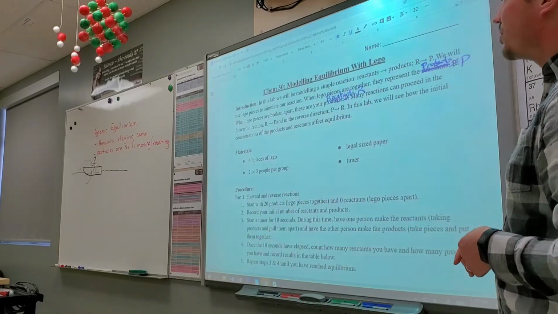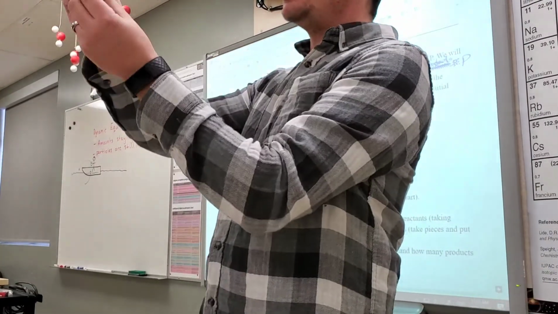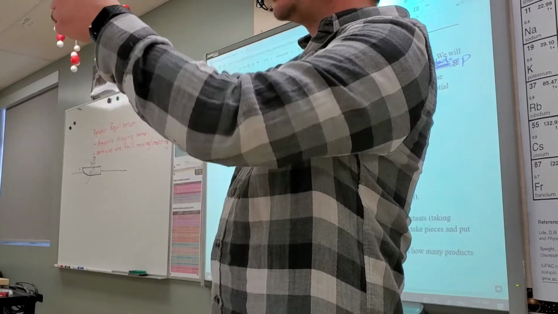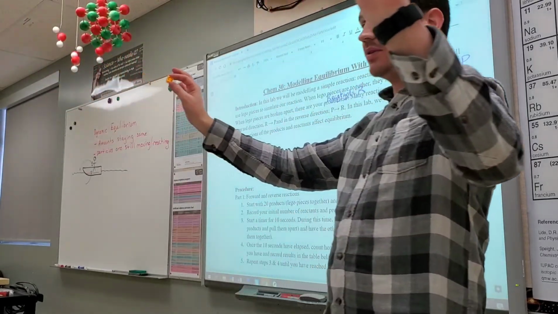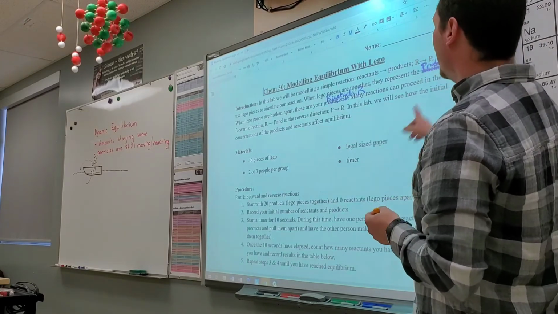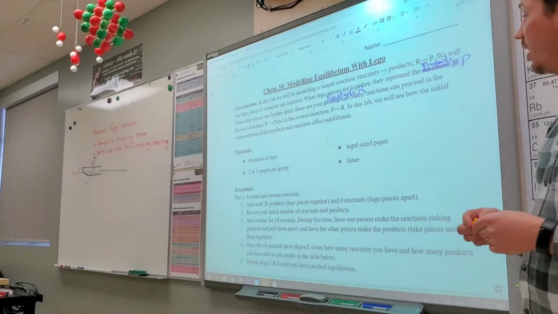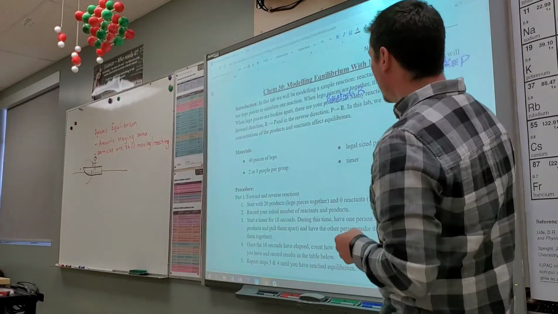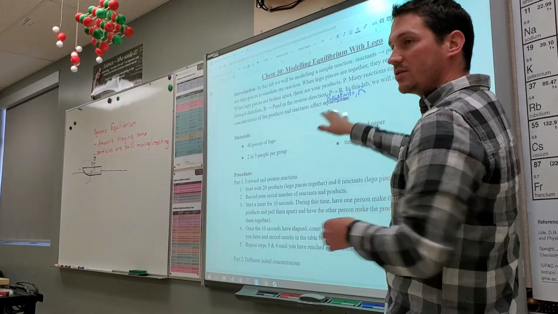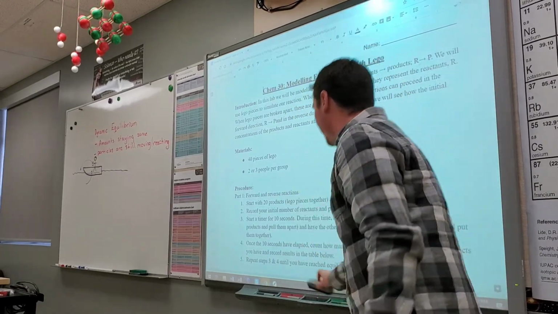Many reactions can proceed in a forwards direction and in a reverse direction, right? You can put them together and make your one product, or you can take your product and split it up and turn it back into reactants. In this lab, we will see how the initial concentrations of these products and reactants affect the equilibrium.